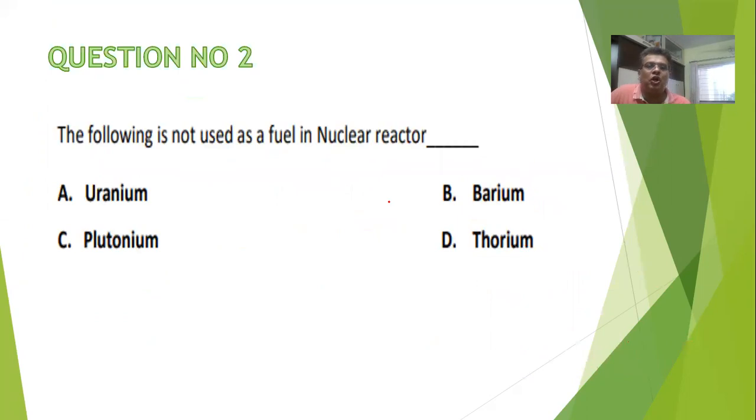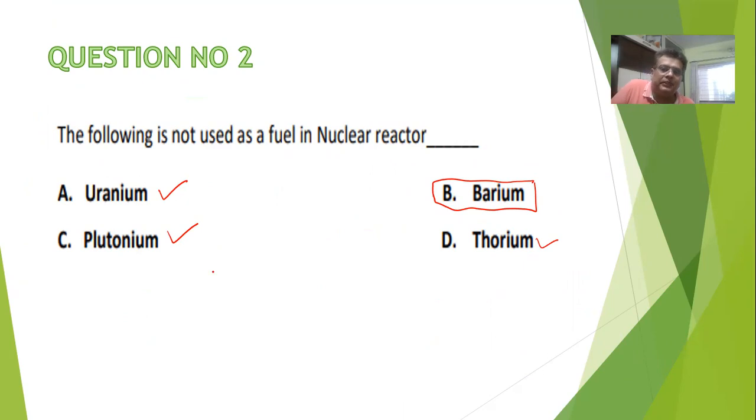The following is not used as a fuel in a nuclear reactor. You must understand the answer is nothing but barium. Why barium? Look at that. Uranium, plutonium, as well as thorium. These are nothing but heavy elements, no doubt about it. And all are used as nuclear fuels. Of course, in India, we might use uranium in plenty for our nuclear reactors across India.